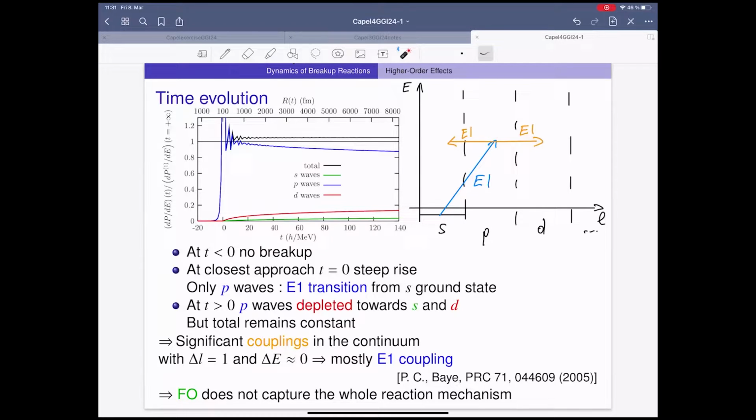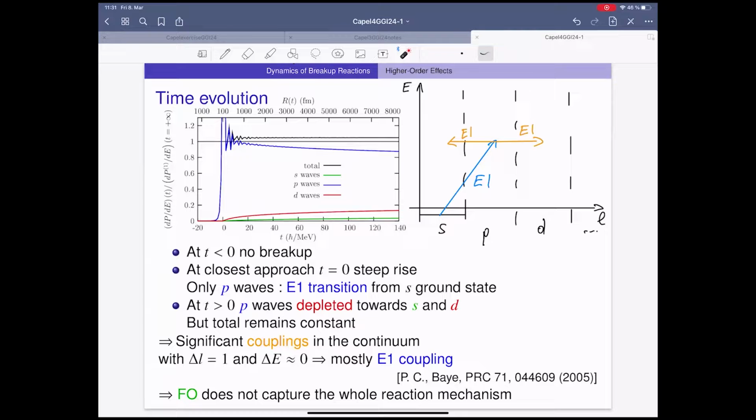It gives a good first order estimate of the breakup cross section, so that's fine. But it's not the full picture, so you have higher order effects and you have to take them into account. And these play even bigger role when you also have E2 transitions, a significant E2 transition that can interfere with these second order E1 transitions.